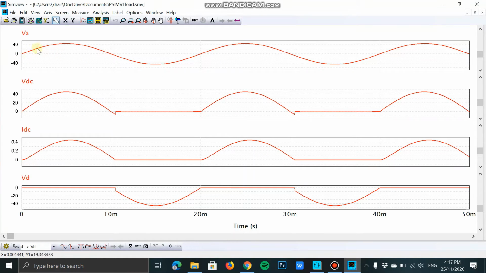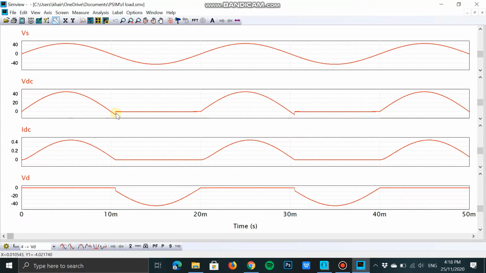For the result, the graph is basically the same as the R load, but it is different on this part, VDC. The positive cycle is the same as VS, but on the negative cycle, we can see it increases a bit to 0. It is because of the effect of the inductor. As we know, on the positive cycle, the inductor charges its current, but on the negative cycle, it discharges its current.